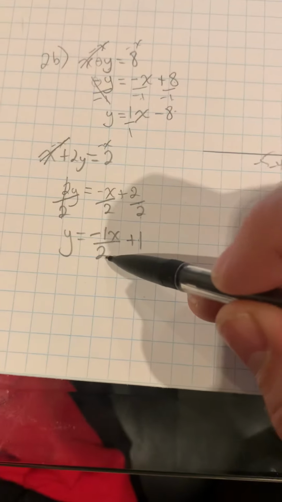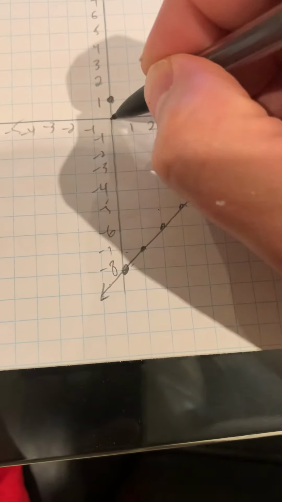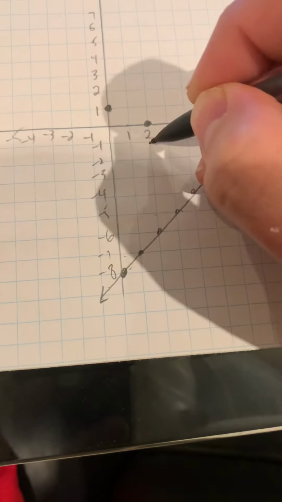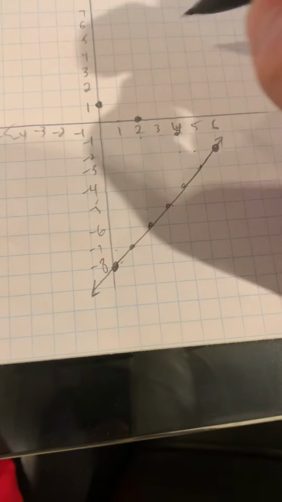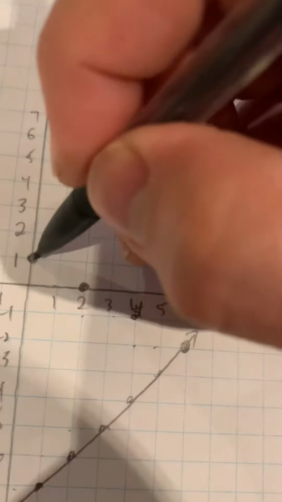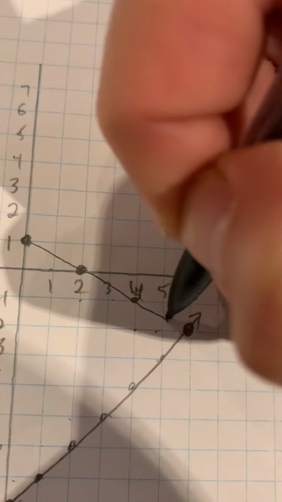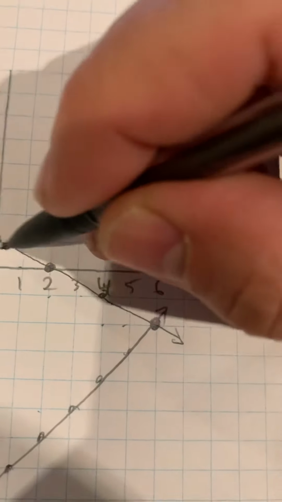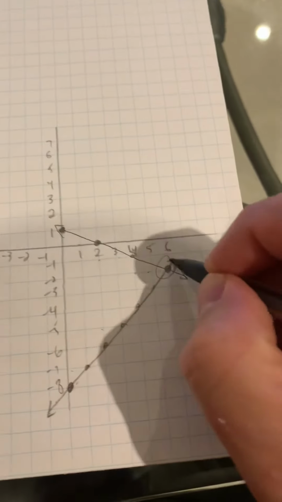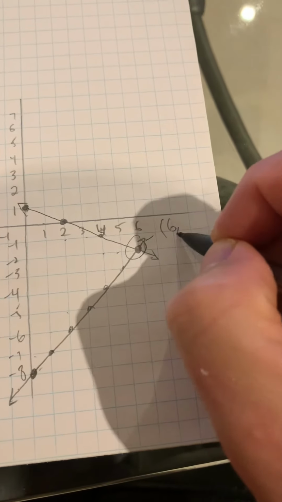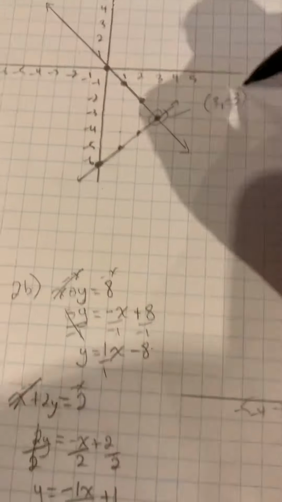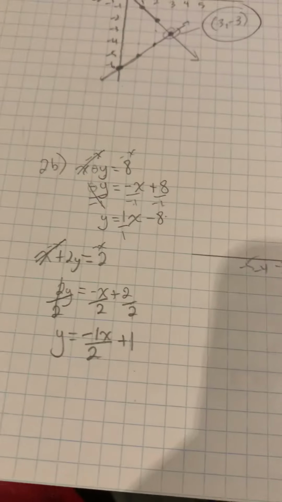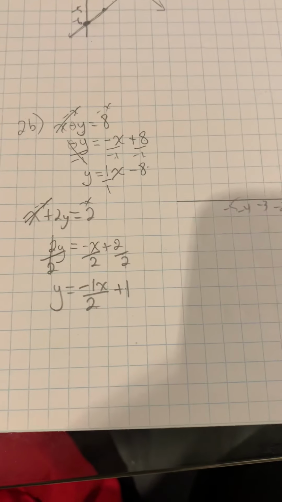Down 1, 2 to the right. Down 1, 2 to the right, down 1, 2 to the right, down 1, 2 to the right. And they intersect at this point here, which is 6 and negative 2. Okay, so that's the first two. Now, one more question.